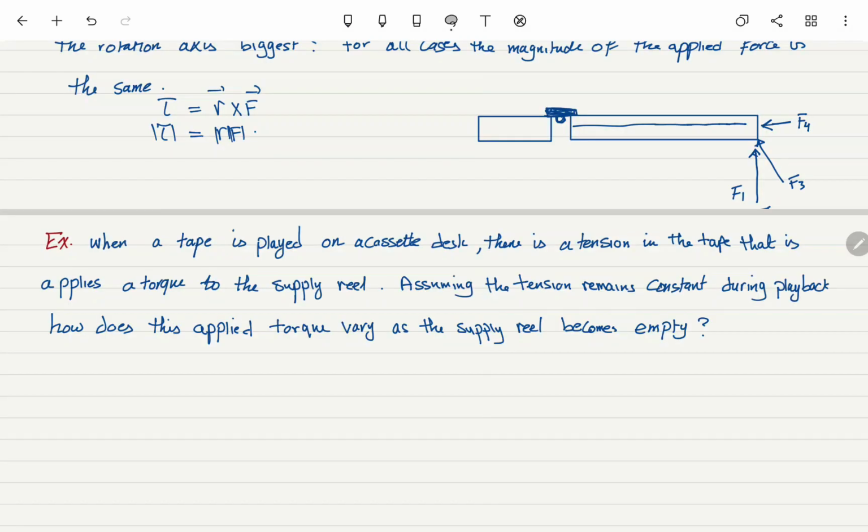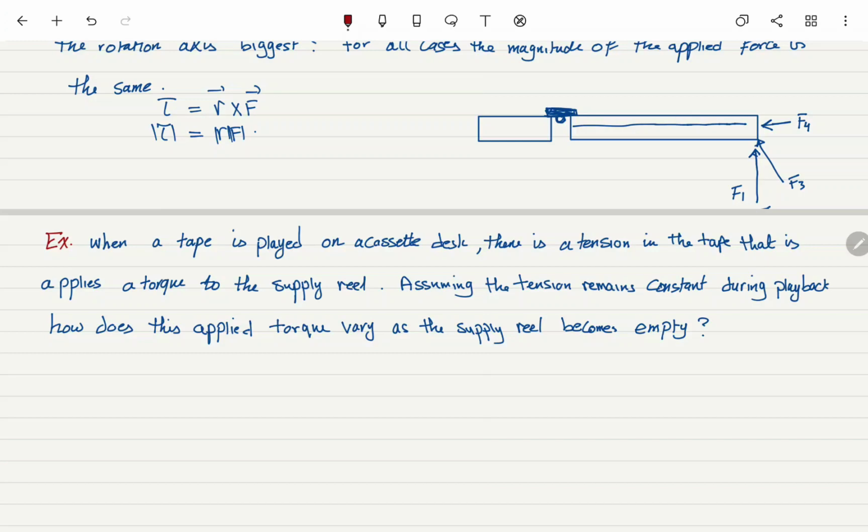Example. When a tape is played on a cassette disc, there is a tension in the tape that applies a torque to the supply reel. Assuming that the tension remains constant during playback, how does the applied torque vary as the supply reel becomes empty?